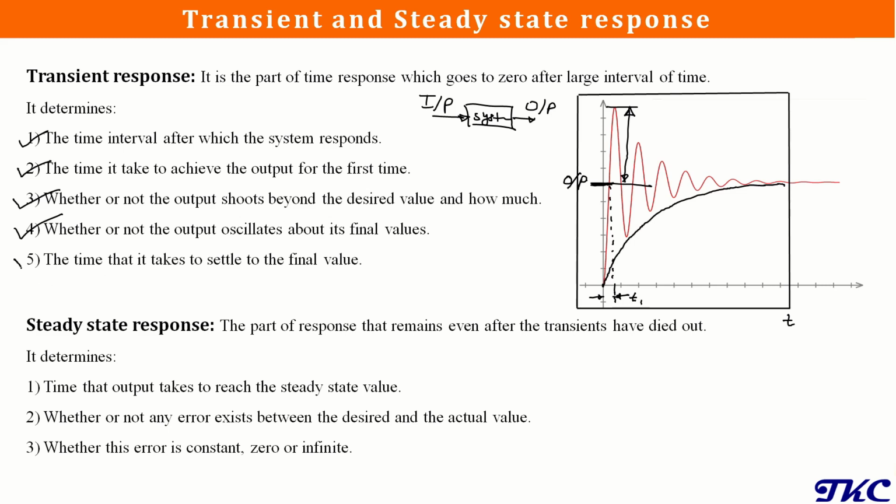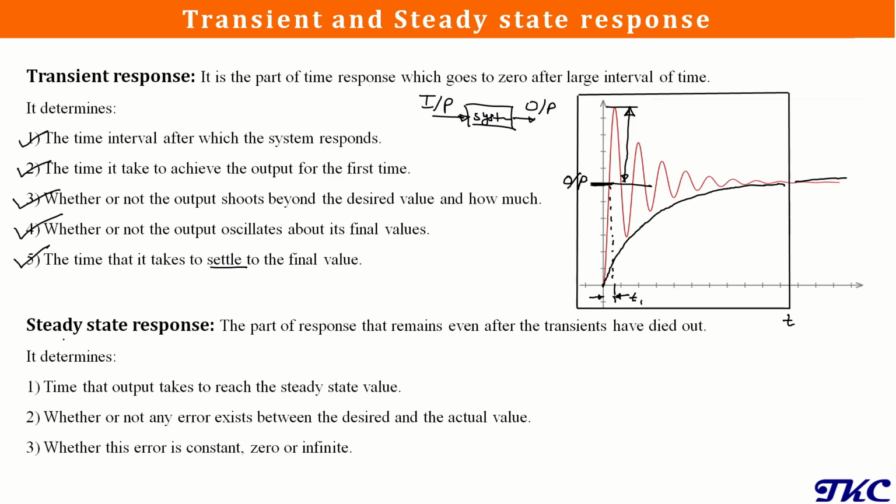Now the next thing we can have is the time that it takes to settle to the final value. So this information also we can extract from the transient response: how much time the system is taking to stabilize to the required output. Or, in other words, how much time the transient response is taking to die out. So in this way, we can get the settling time of any system.